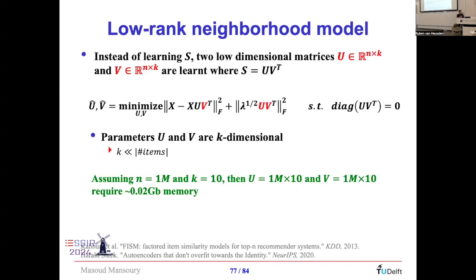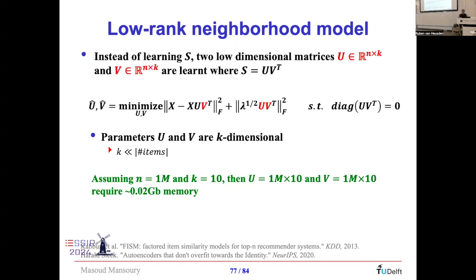To address this limitation, a low-rank neighborhood model is proposed. So the idea here is instead of learning the big similarity matrix, we can learn two low-dimensional matrices, U and V, in such a way that U and V would reconstruct similarity matrix S. So the objective function is the same. The only difference is that we replaced S with U and V. So the dot product of the U and V would reconstruct similarity matrix S.